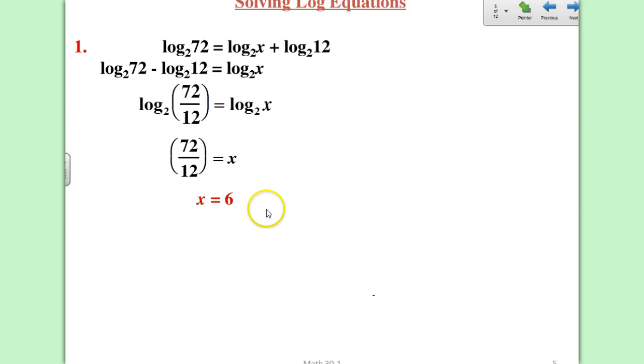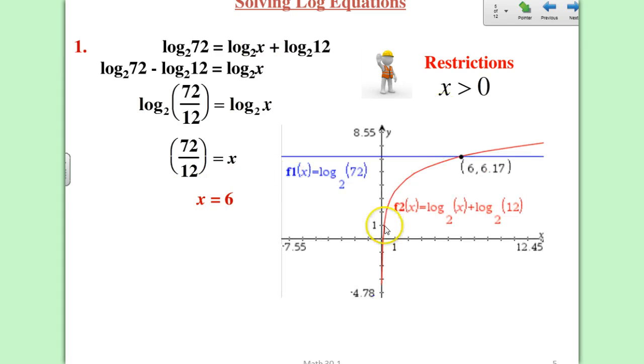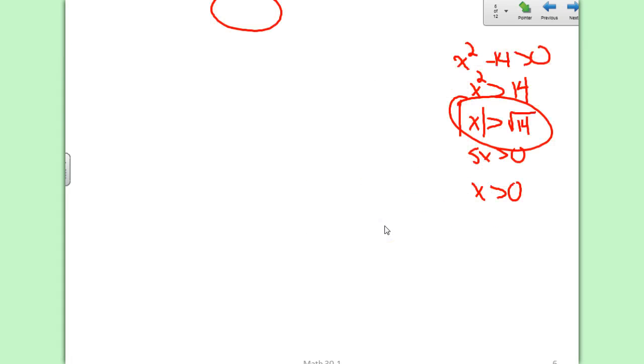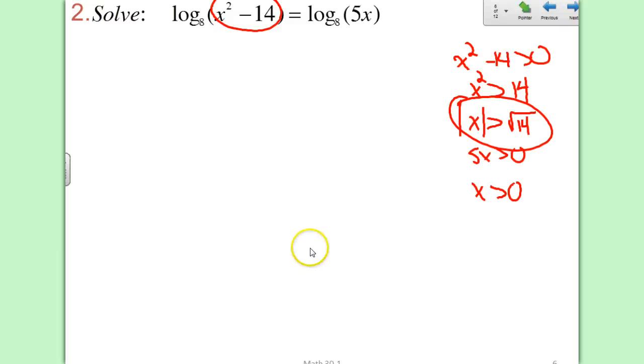Does this fit within the restriction? What's the restriction? The restriction was x had to be greater than 0. And you can simply check by putting 6 in there. Does that cause a problem? The log of 6, not a problem, right? We can look at it graphically if we want. I'm not going to do that. You can play with that if you want. When you go to solving this question, once again, we think of a restriction.